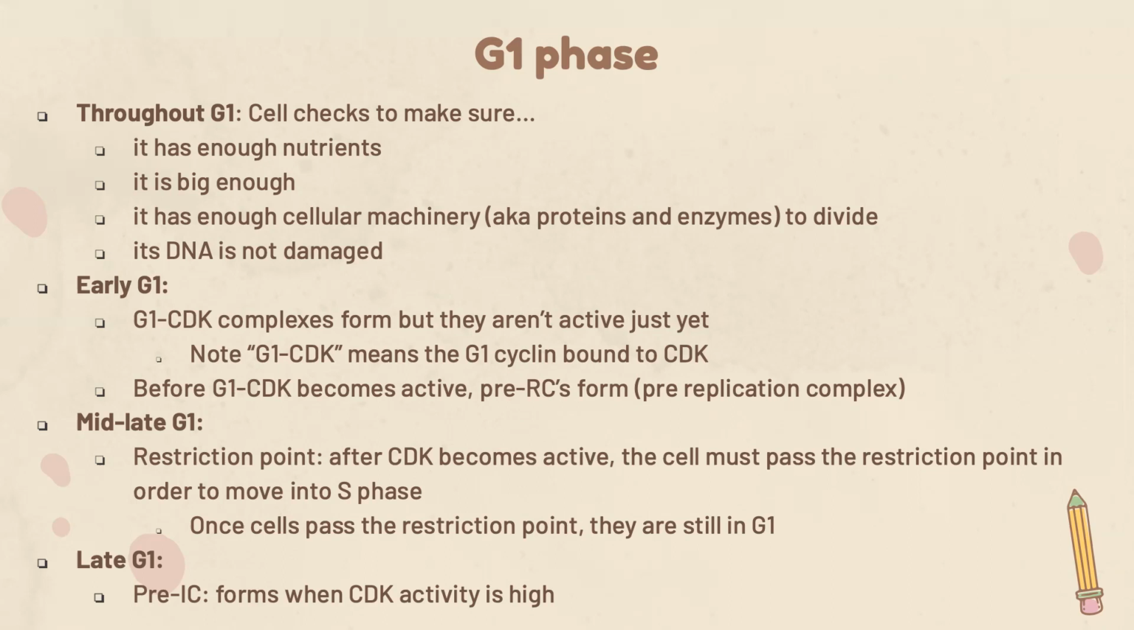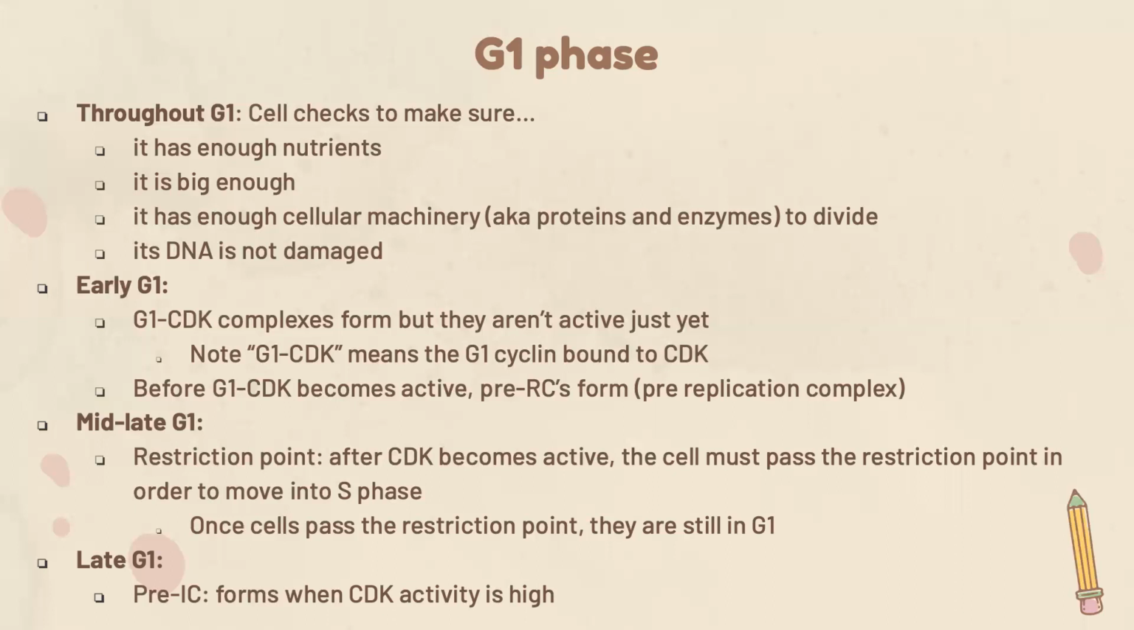In mid to late G1, there is the restriction point. This happens after CDK becomes active because CDK needs to be active in order for the cell to pass the restriction point. And then, as I mentioned before, once cells pass the restriction point, they are still in G1 for a little bit.